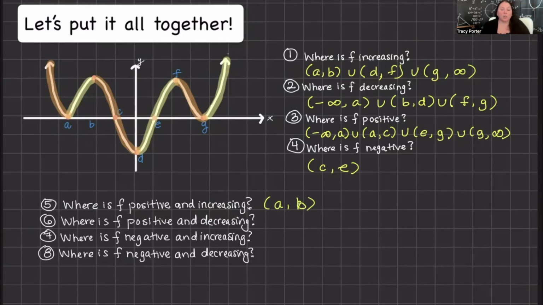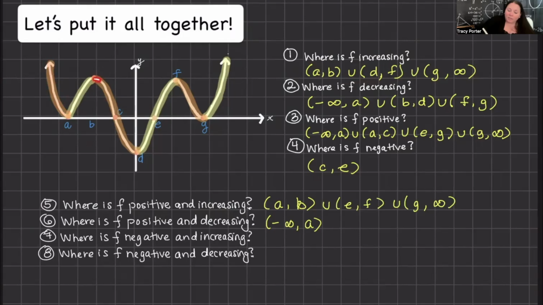And then increasing and positive again, it's going to be E to F. And then increasing and positive again would be G to positive infinity. So we cannot include that increasing part. Okay, where is it positive and decreasing? So that's going to be from minus infinity to A. All right, so it's positive and decreasing.